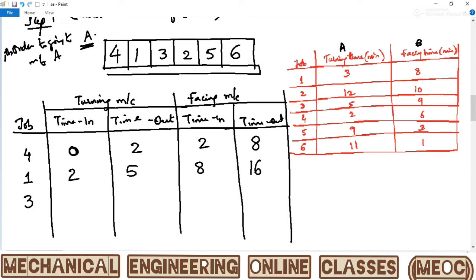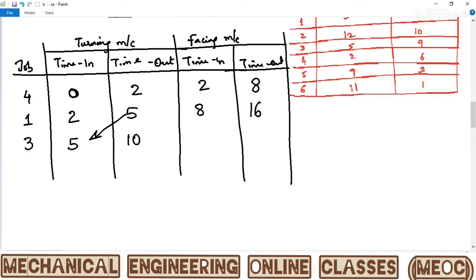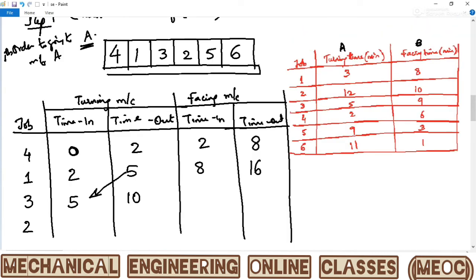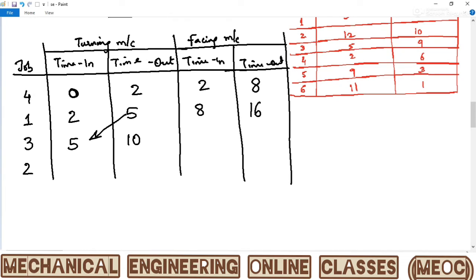How much time does it take? 5 minutes. When is our turning machine free? After 5 minutes. So after this fifth minute, our turning machine is free. So job 3 is going at the 5th minute. It needs 5 more minutes. So the total is 10. Alright, so similarly after the third job goes the second job on the turning machine. So when is the turning machine free for the second job? The 10th minute. How much does it need? It needs 12 minutes. So 10 plus 12 is 22.